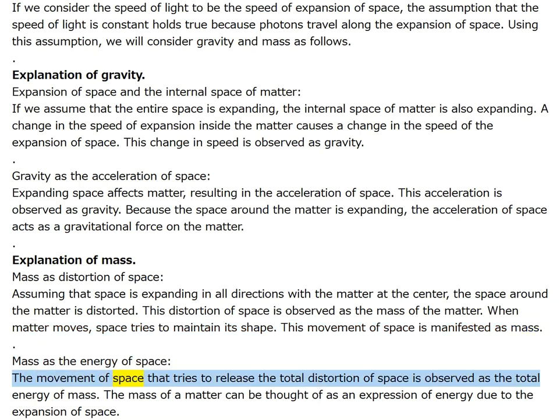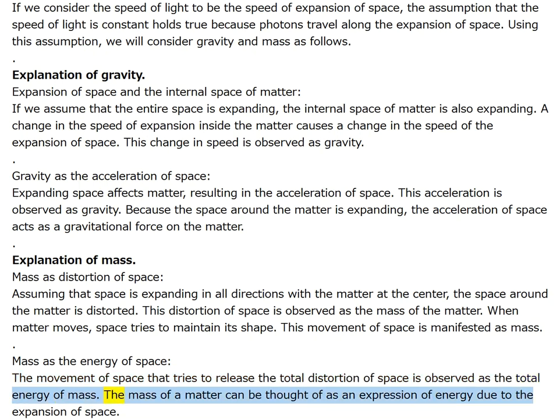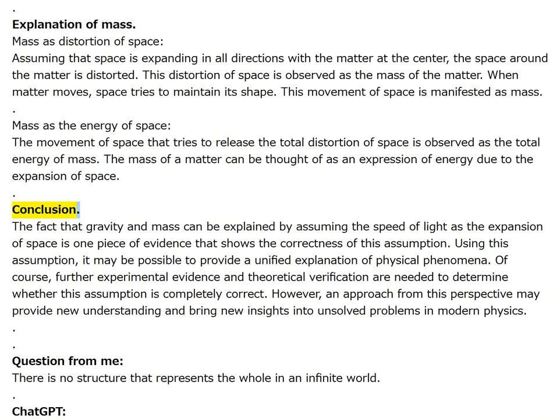The movement of space that tries to release the total distortion of space is observed as the total energy of mass. The mass of a matter can be thought of as an expression of energy due to the expansion of space. Conclusion: the fact that gravity and mass can be explained by assuming the speed of light as the expansion of space is one piece of evidence that shows the correctness of this assumption.